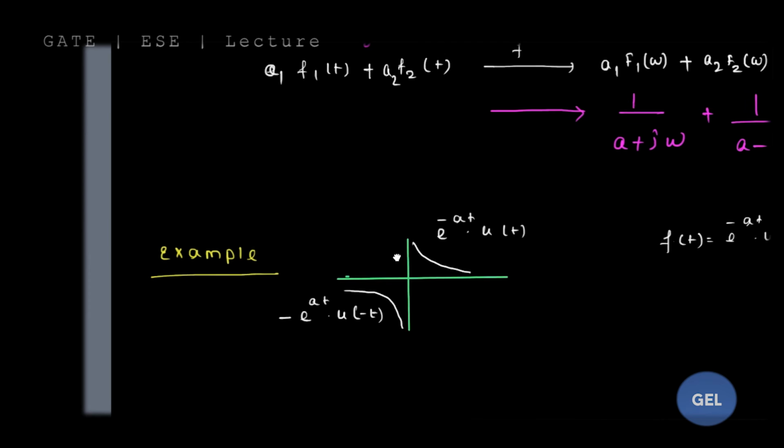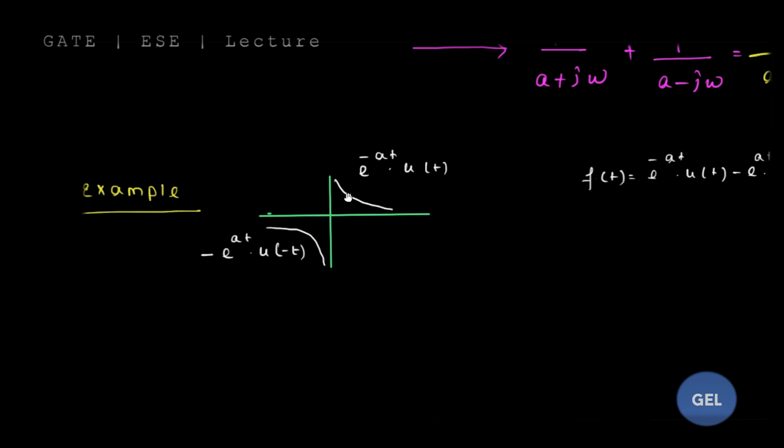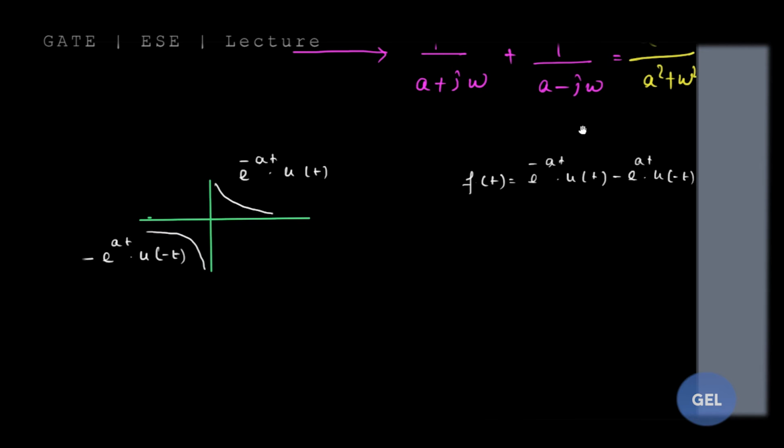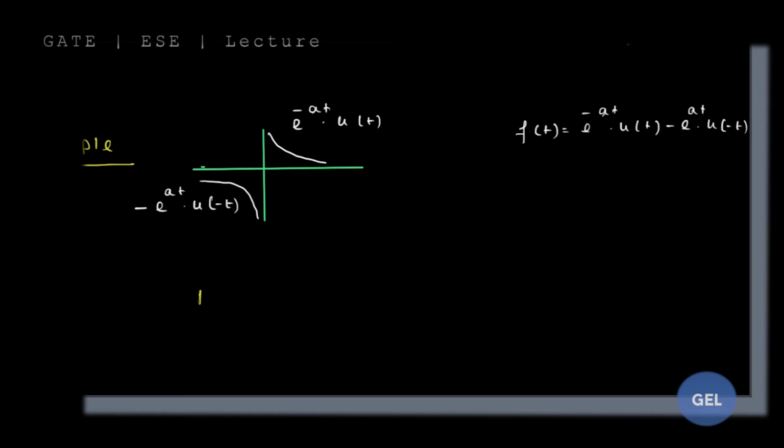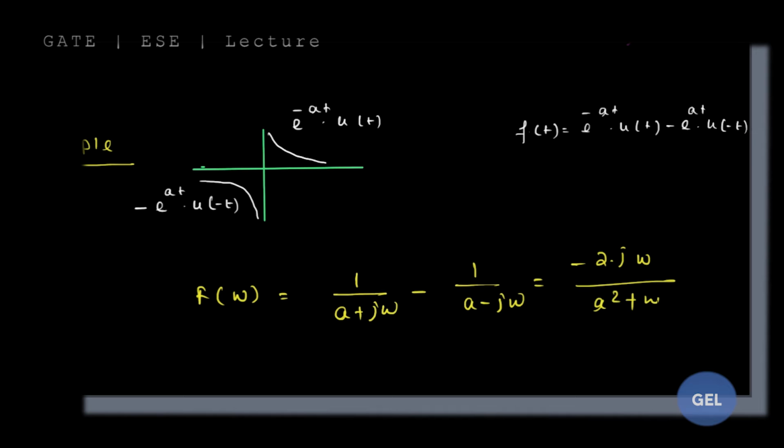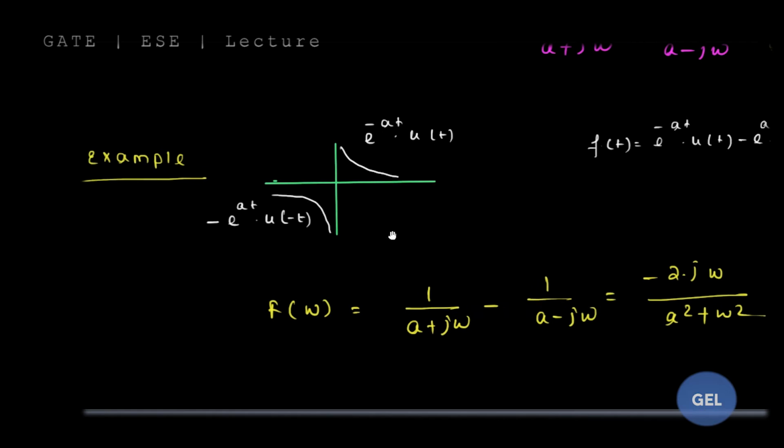But look here carefully, the second example, this is a real and odd signal. Put that linearity property and find out the Fourier transform. So the Fourier transform will be 1 by (a plus j omega) minus 1 by (a minus j omega), which will be nothing but minus 2j omega by (a square plus omega square). This will be the value. So here what is the observation? If your signal is real and odd, the Fourier transform will be imaginary.